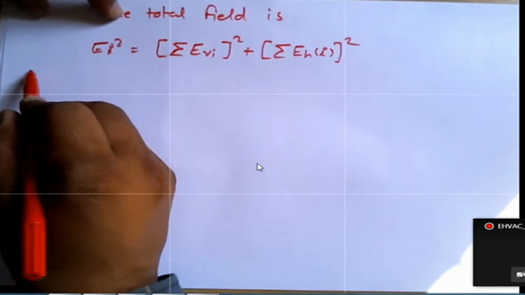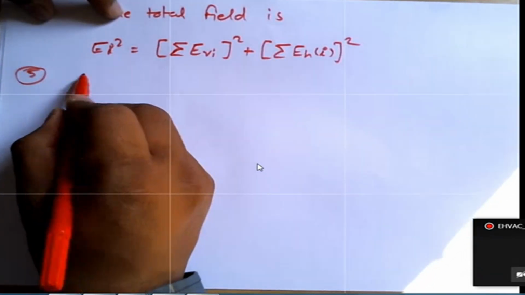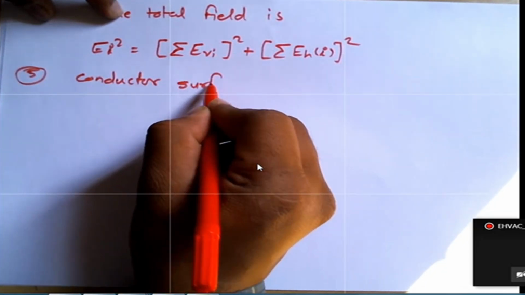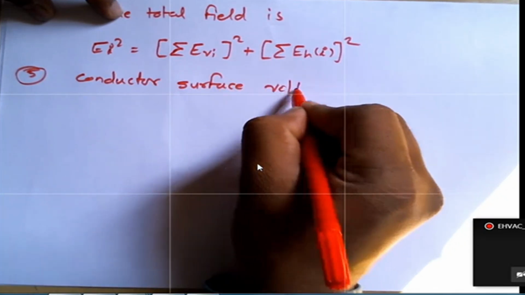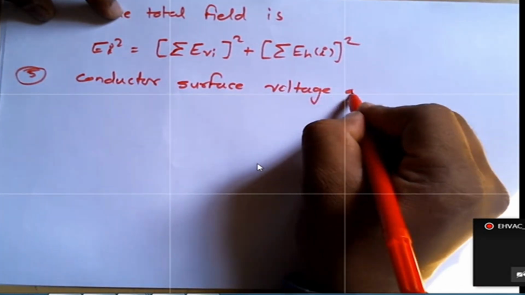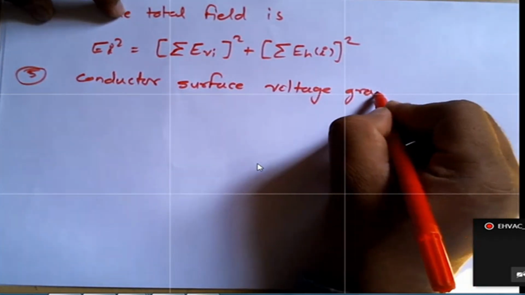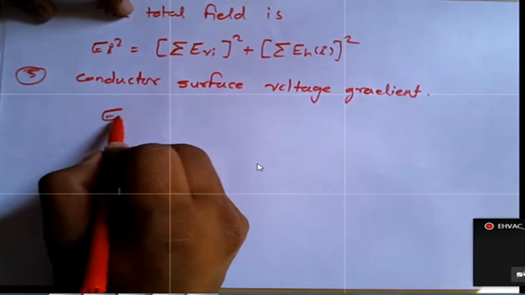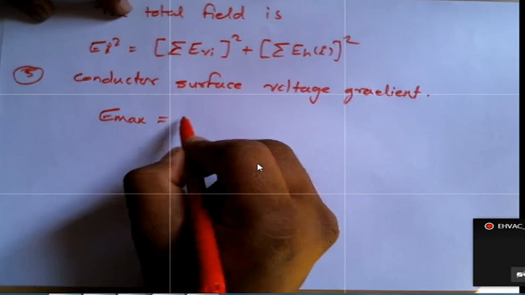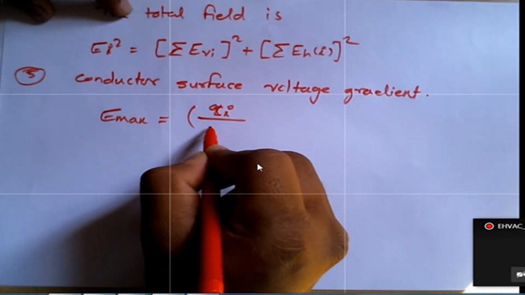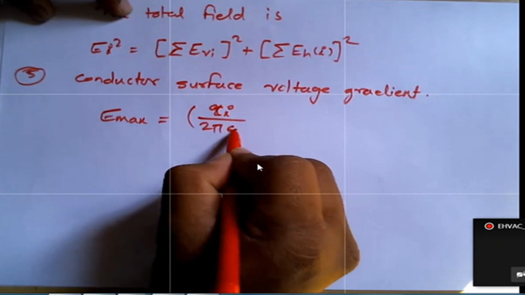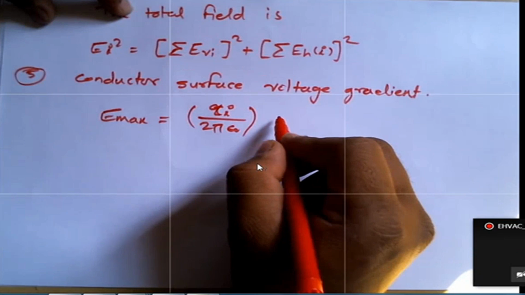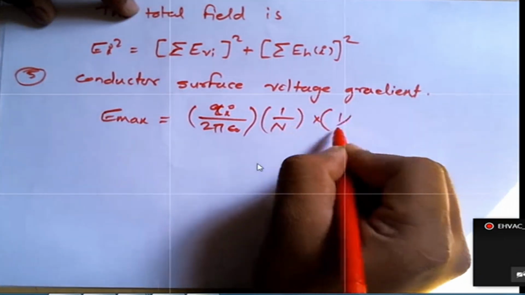Okay, so let us move towards the next factor, that is conductor surface voltage gradient. Why are we seeing these three factors? Because we have to do the design of HVAC transmission line for steady state limit. So these are the factors on which this steady state design depends. The next is the conductor surface voltage gradient, which is given by Qi upon 2 pi epsilon 0 into 1 upon n into 1 upon r.